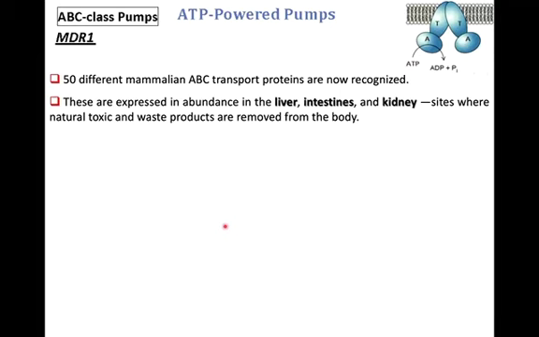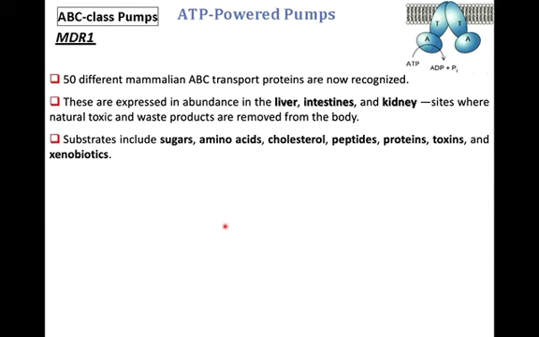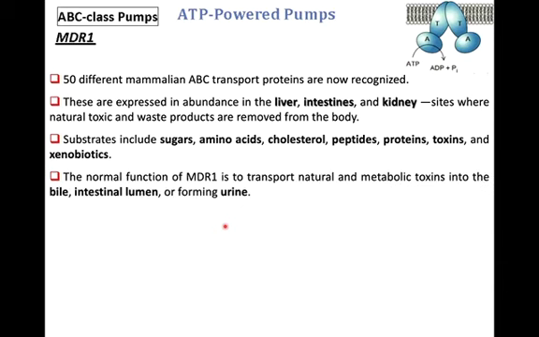So there are 50 different mammalian ABC transporters now recognized. These are expressed in abundance in liver, intestine, and kidney. Actually, these are the sites where natural toxic and waste products are removed from the body. So it's very obvious that they are highly expressed in these cells. Substrates include sugars, amino acids, cholesterol, peptides, proteins, toxins, and xenobiotics, which are the molecules that can be worked on by MDR. The normal function of MDR1 is to transport natural and metabolic toxins into bile, intestinal lumen, or forming urine.